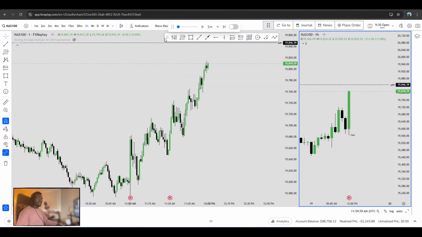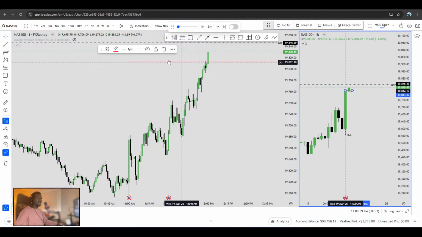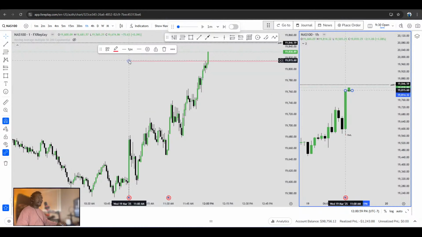Right there, and on this side, if it just go next, it opened the 12 p.m. candle, which is the main thing we're looking at, and that's the previous 1 hour high now.